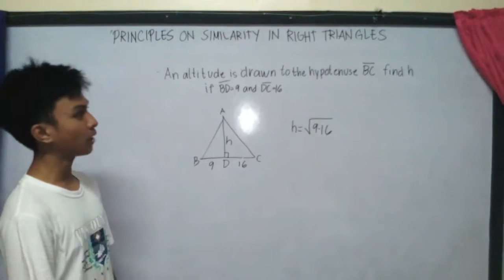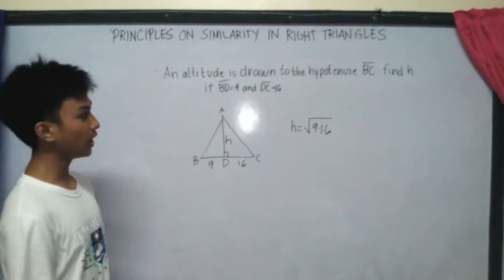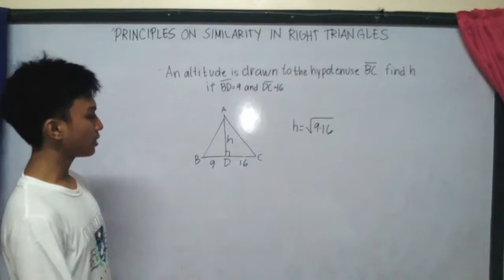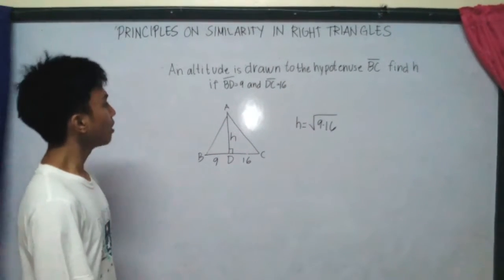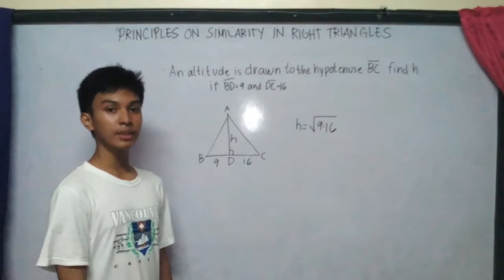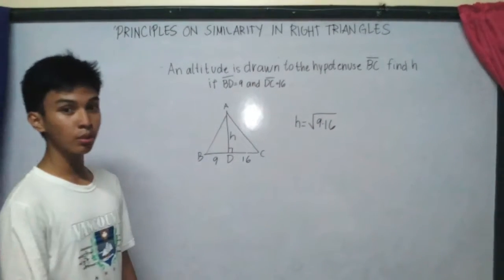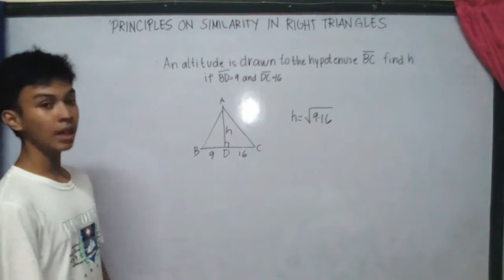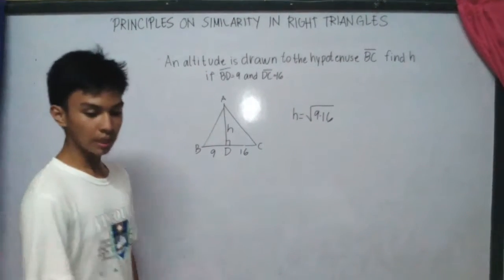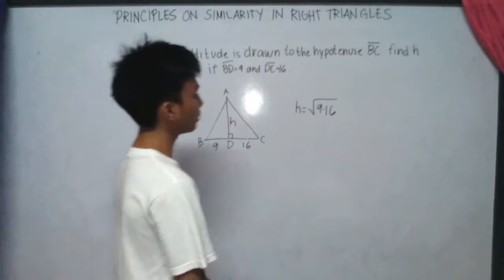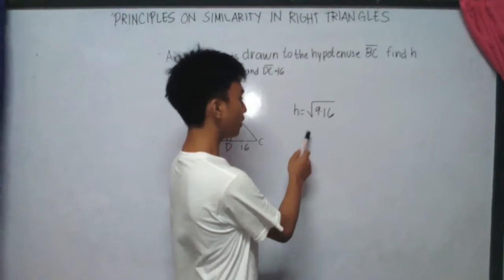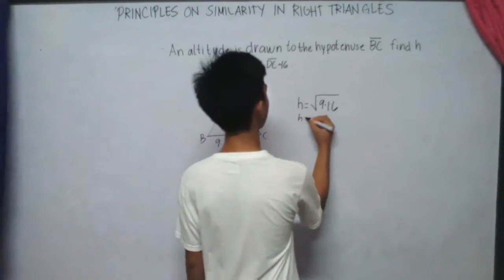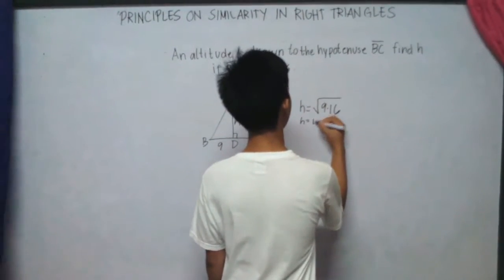An altitude is drawn to the hypotenuse BC. Find h if BD is equal to 9 and DC is equal to 16. Based on corollary 1, in order to find the altitude, we need the value of the segments of the hypotenuse created by dropping the altitude. That follows the equation h is equal to the square root of 9 times 16. Simplifying this equation, h is equal to 12.